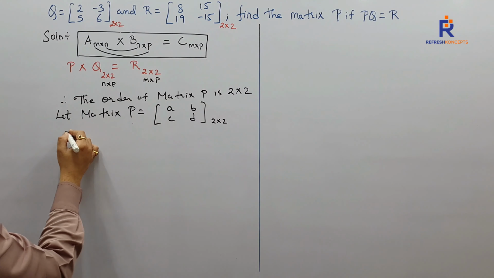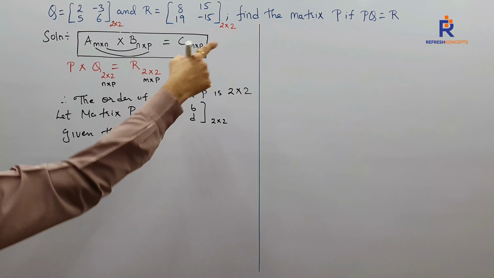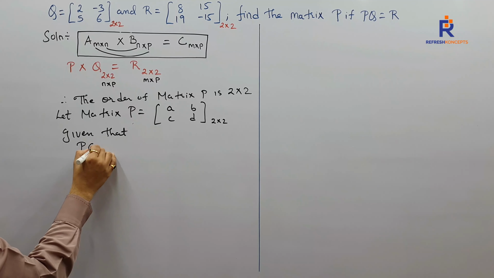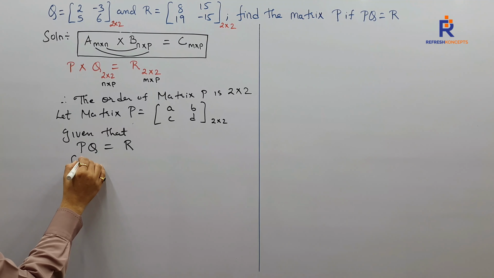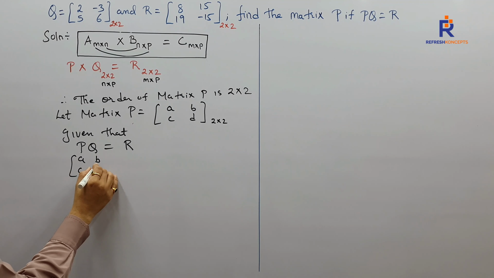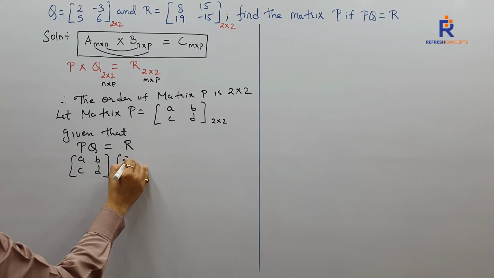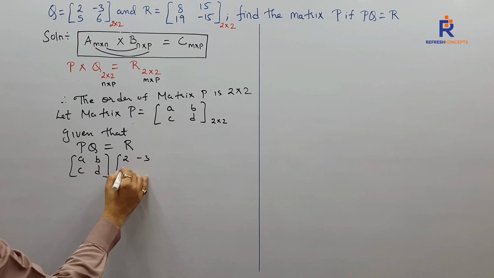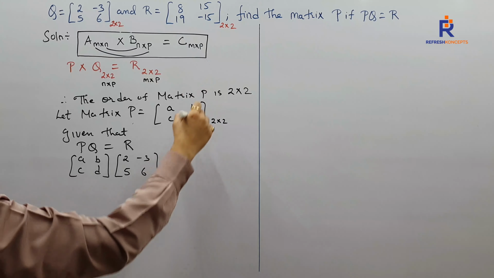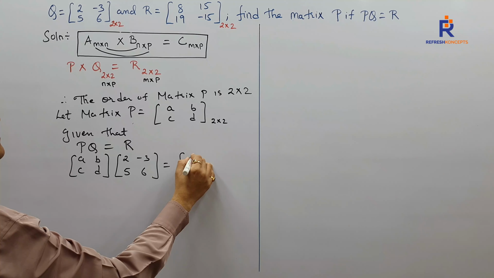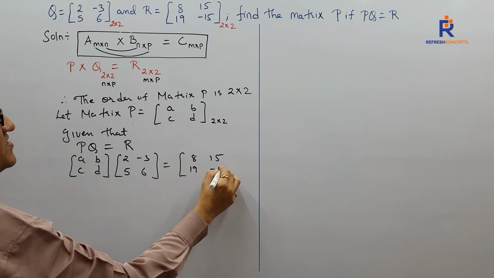Now we shall take our condition. What is our condition? Given that PQ is R. So matrix P, which is a, b, c, d, into matrix Q, which is also known to us, 2, minus 3, 5, 6, is nothing but matrix R. Matrix R is 8, 15, 19, minus 15.